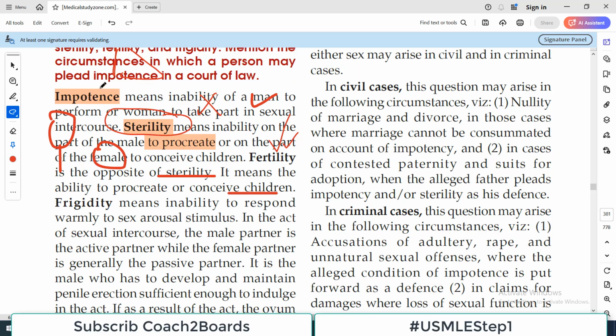So these three terms are now absolutely clear. Impotence: sexual activity itself cannot happen. Sterility: sexual activity is happening but a child is not being born. And fertility: everything is fine. Sexual activity is happening, and there is also no problem in conceiving the child. So everything looks okay in fertility. A fertile couple means a couple which can easily give birth to the next generation.